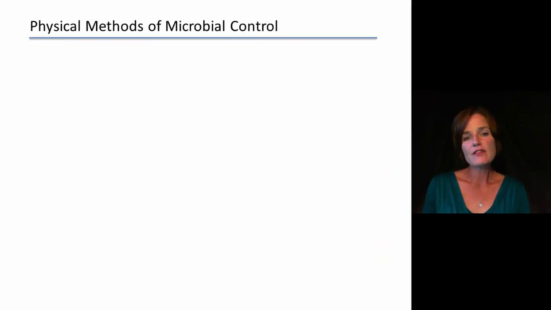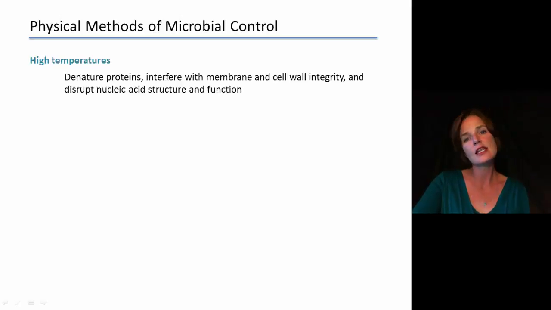All right, if we talk about physical methods of microbial control, there are a number of physical ways that we do attempt to get rid of microbes. One of the most common is going to be, first off, using high temperatures. High temperatures are very effective at, first of all, denaturing proteins, which will be inactivating those proteins by unfolding them. These temperatures are also going to interfere with the membranes of the cell, also the cell wall integrity, and also disrupting or deactivating the nucleic acid structure and function.